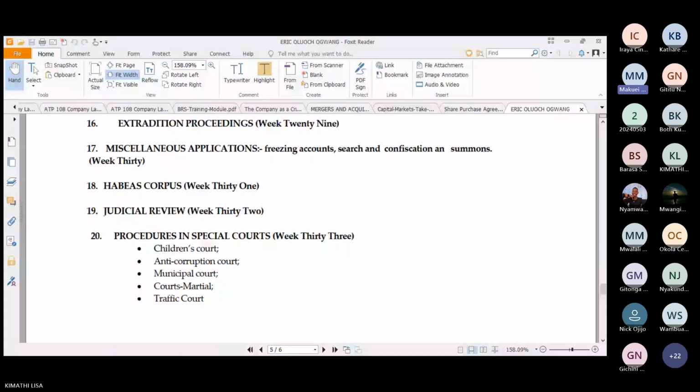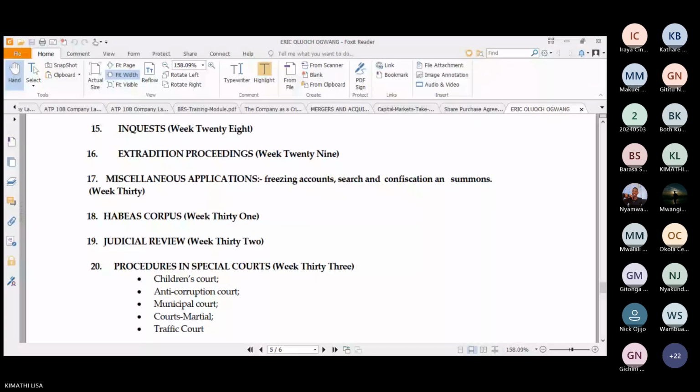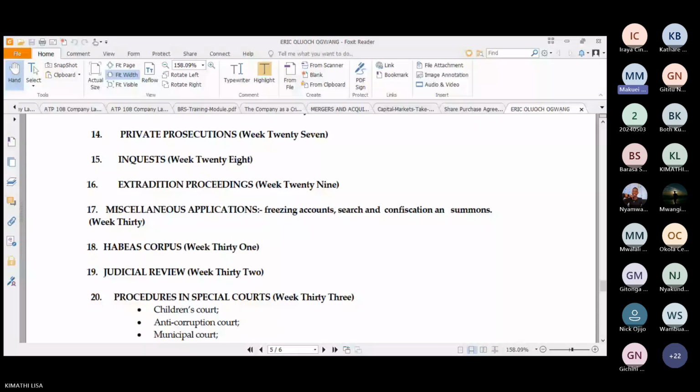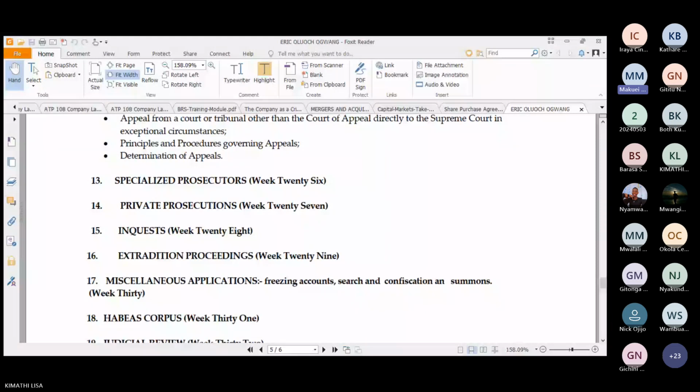Please scroll up a little there. Okay. The reason I'm jumping to start with number 15, the reason I'm skipping to after number 14. Let me see. Number 13 is what? Lisa, number 13. Okay. Yes. Specialized prosecution or specialized prosecutors. We put them together with private prosecution.